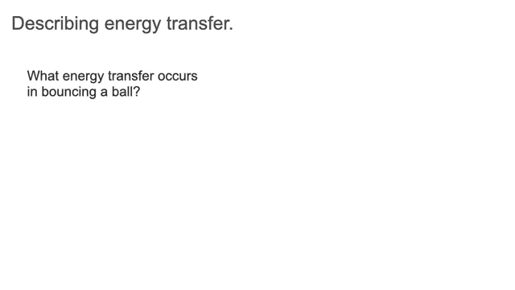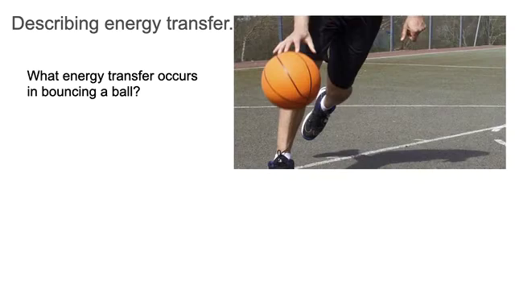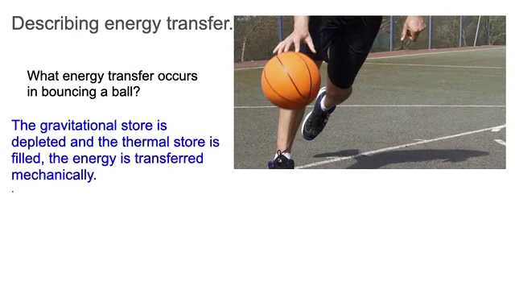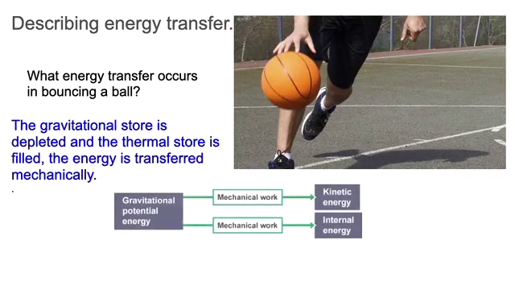So let's describe this energy transfer. Let's look at a bouncing ball. We've got a basketball. There's a gravitational store as the basketball gets higher, and it depletes as it goes lower. The thermal store is filled, and the energy is transferred mechanically from that push. Let's have a look at that in a diagram.